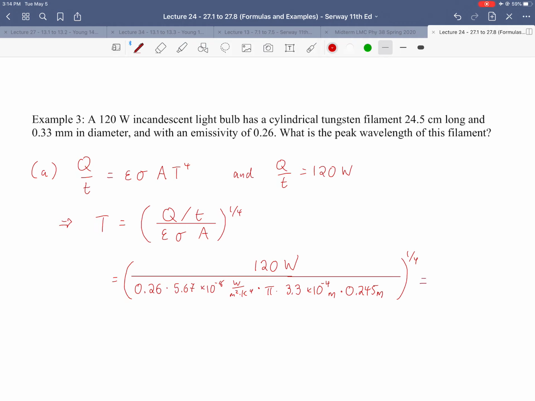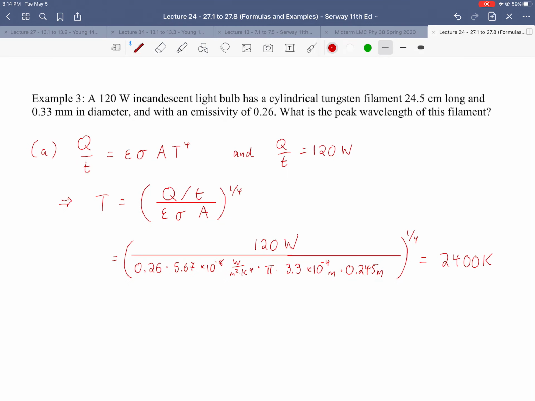I've already calculated the number, and it turns out to be approximately, to 2 sig figs, 2,400 Kelvin. Hot, right? Well, of course it has to be hot to be glowing. But what's the peak wavelength?